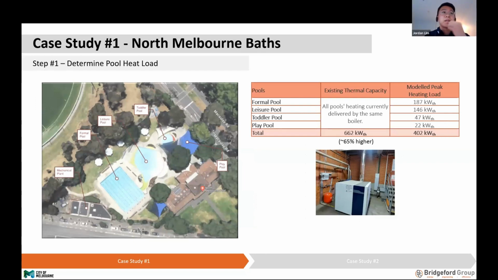So the first step is to actually know what exactly needs to be done, or what can even be done, which is to understand how much heating is actually required. There are 4 pools in total here. We calculated the peak heating demand of each of the pools, and all of them added up to about 400 kilowatts. It's about 65% lower than the heating capacity of the existing boiler. This is good news because heat pumps are very expensive. The thermal capacity that you want to install doesn't need to be higher than what it needs to be.